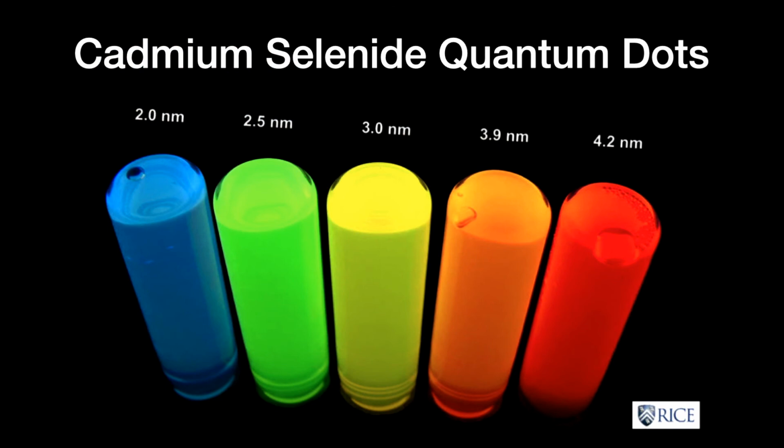Cadmium selenide quantum dots, or QDs, are nanoparticles that fluoresce in a variety of colors determined by the size of the particle. The same exact material, cadmium selenide, is in each vial of liquid here. Only the size of the particles is different and is used to tune the color. Those sizes are labeled above the vials in nanometers, or billionths of a meter. These vials are being illuminated with an ultraviolet light to make them fluoresce. This has some interesting applications.